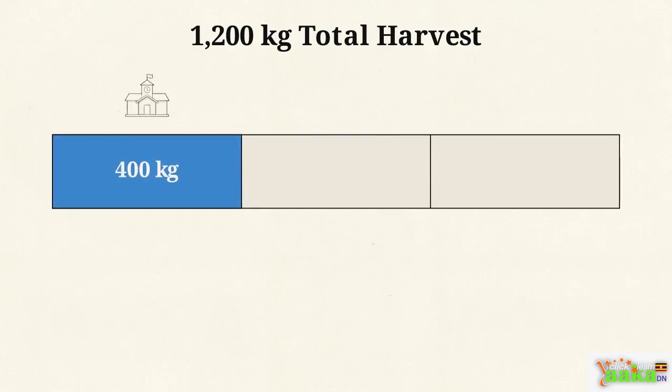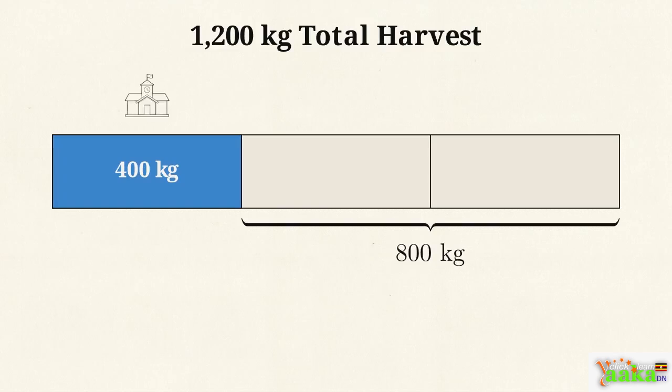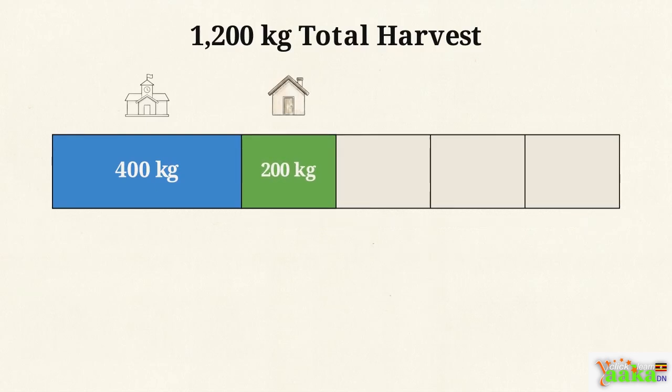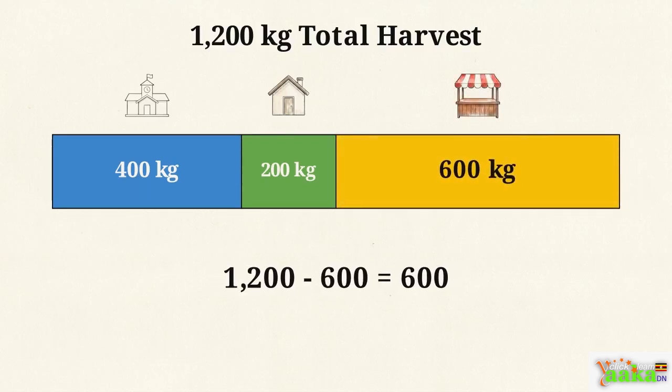That leaves 800 kilograms. Of this remaining amount, he keeps 25% for his family. We know 25% converts directly to a fraction of 1/4. 1/4 of 800 gives us 200 kilograms kept for the family. With 400 kilograms to the school and 200 kept for the family, we subtract that total of 600 from the original harvest. He sells the final remaining 600 kilograms at the market.